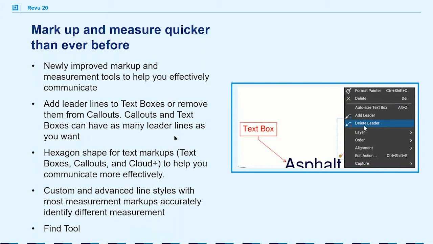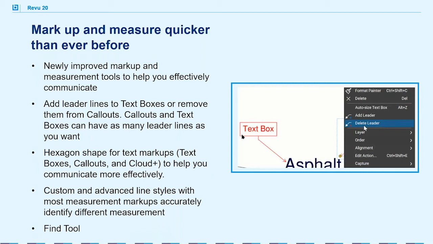So there are some new leader lines for text boxes and callouts. Before, if you put in a text box and you wanted a callout with a leader, you had to delete the text box and change over to a callout. Or if you put a callout in and said, oh, I really want a text box, again, you had to delete that. So I'm going to show you how easy it is to go back and forth from a callout to a text box, and I'll open up the properties window so you can see that. We now have a new hexagon shape for text callouts, text boxes, and the Cloud Plus.